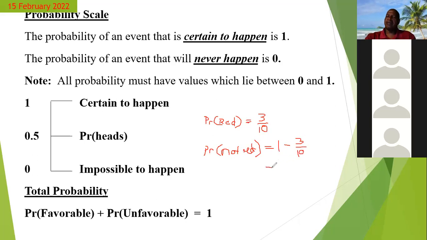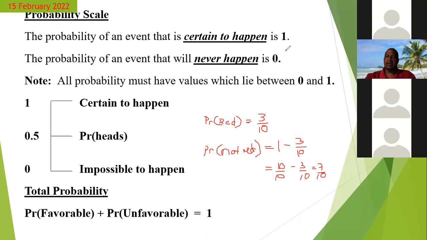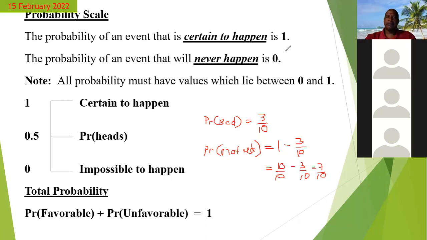Now, 1 can be written in terms of the denominator that we have, which is 10. We can write 1 as 10 over 10, because 10 over 10 is the same as 1. And now we subtract 3 over 10 from 10 over 10. And so we will get 7 over 10. And so that would be the probability of not getting a red marble. Is that clear? Raise your hand if you understand, guys. Okay, good.